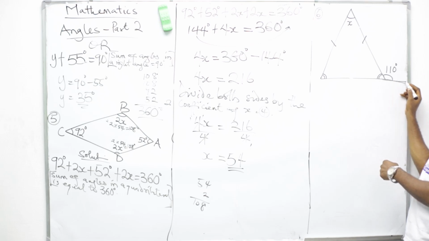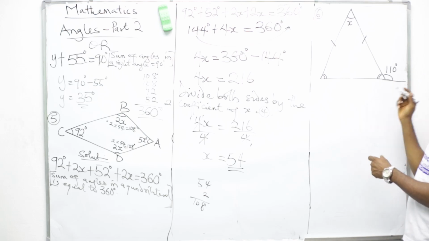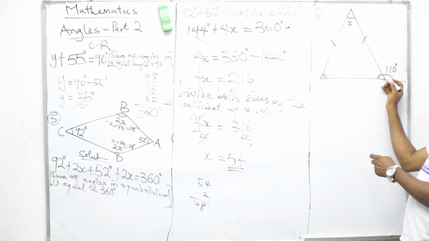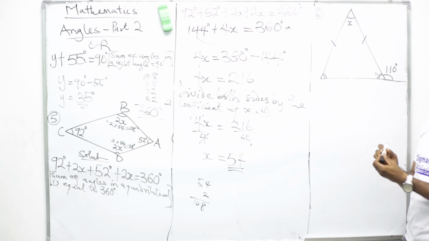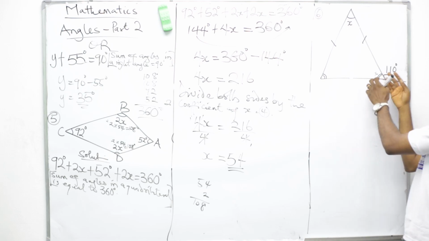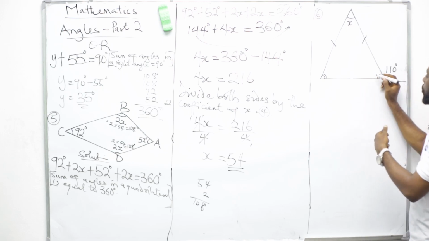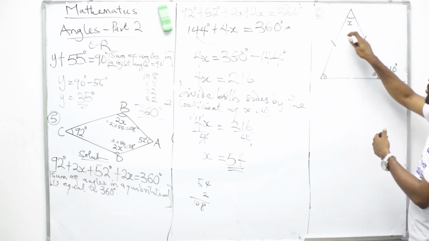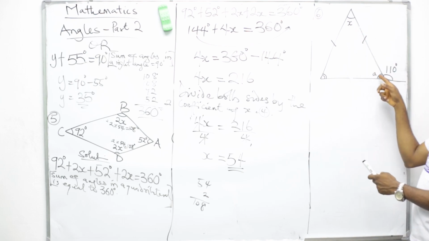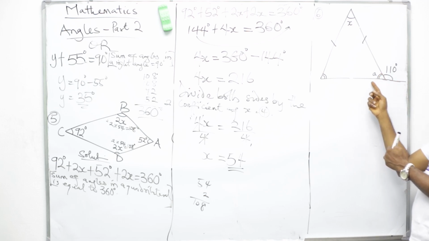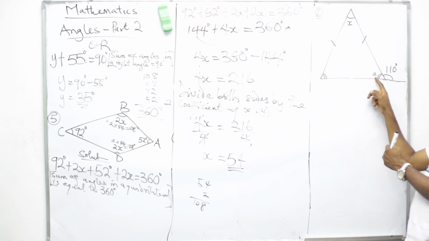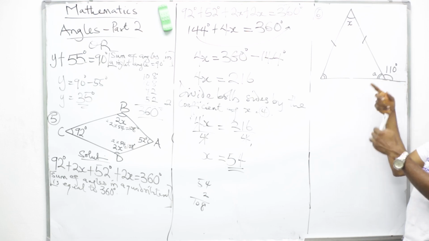Now they have given us one of the base angles. This angle is adjacent to this. Let's just call this angle A, since X is already here. To get this, remember, the sum of angles on this straight line, this is a straight line, sum of angles on a straight line is 180.